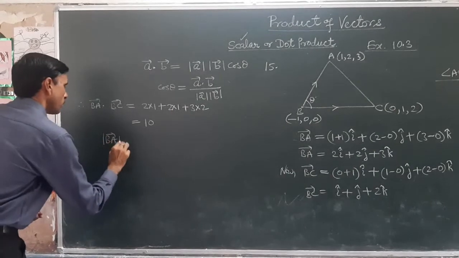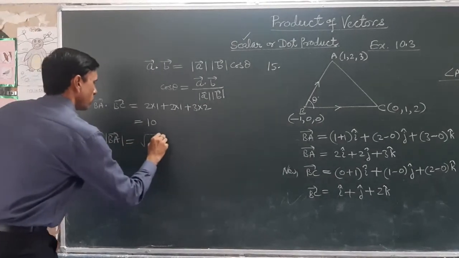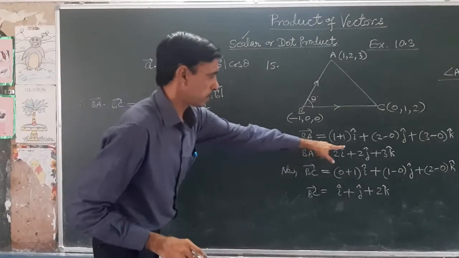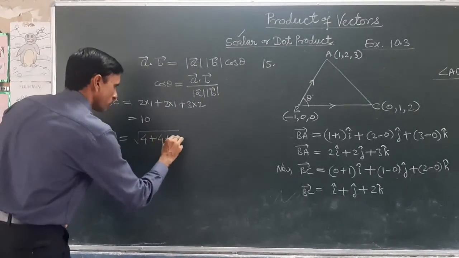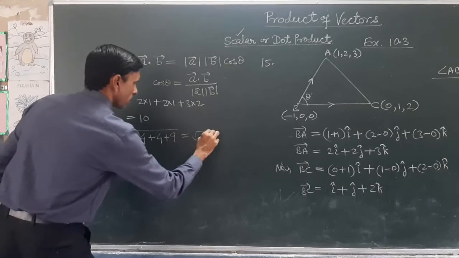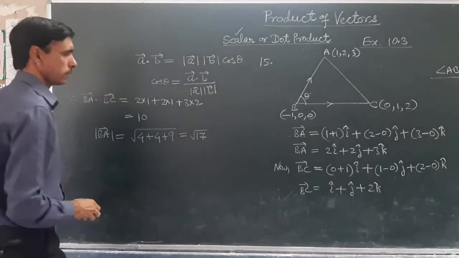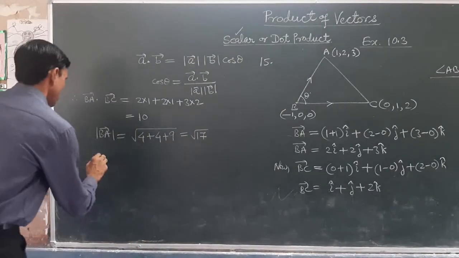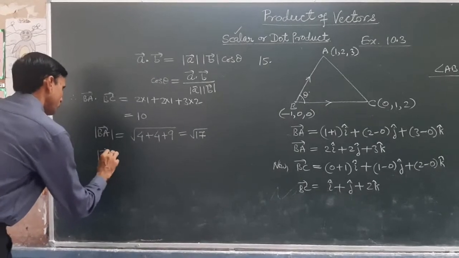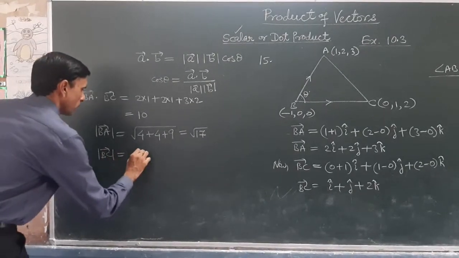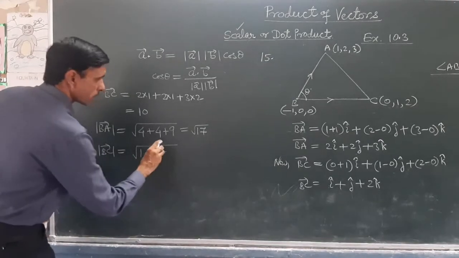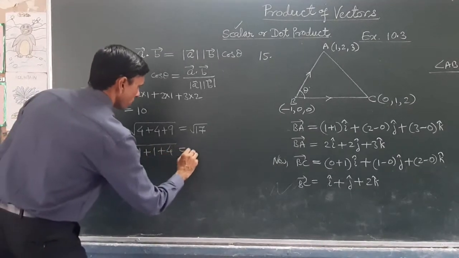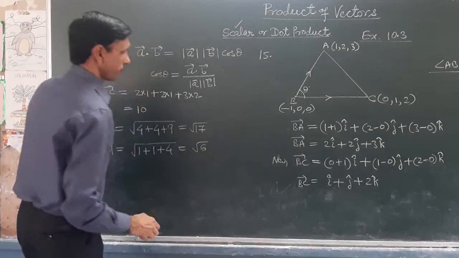Now magnitude BA under root component 2 square 4, 2 square 4, 3 square 9, under root 17. Magnitude BC under root 1 square 1, 1 square 1, 2 square 4, this is under root 6.